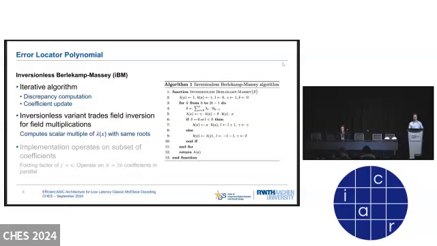The inversionless variant that we use is basically a trade-off between a costly field inversion and multiple field multiplications, but the resulting polynomial possesses the same roots as the polynomial computed by the normal Berlekamp-Massey algorithm, so that we still get the same result for decoding.